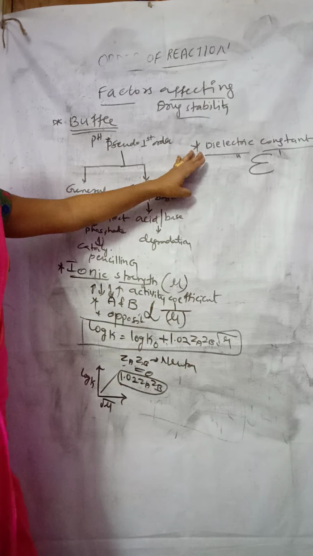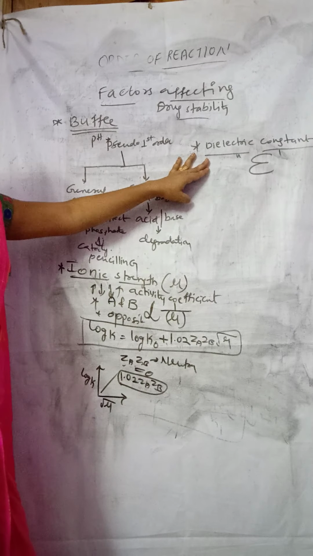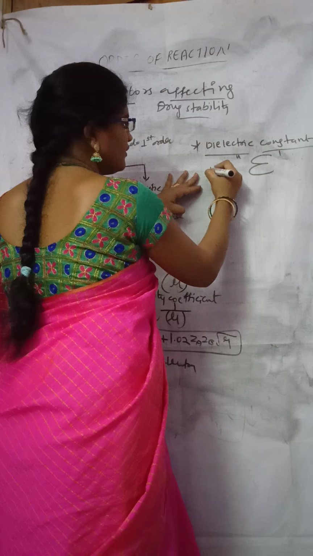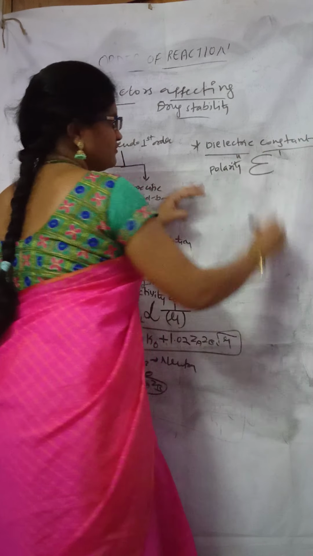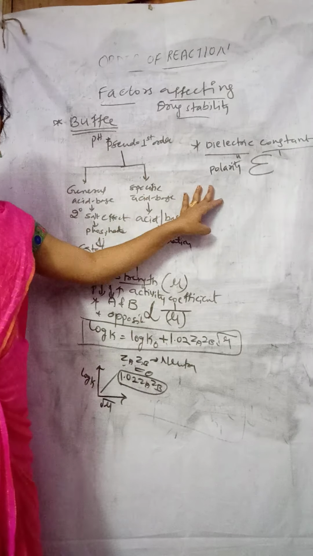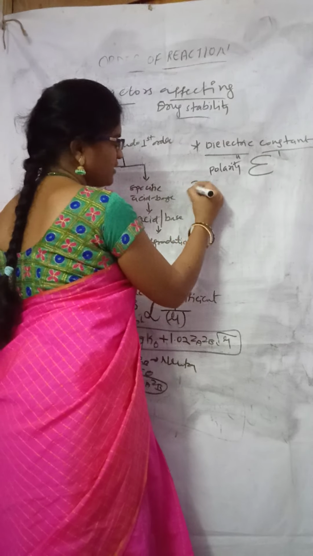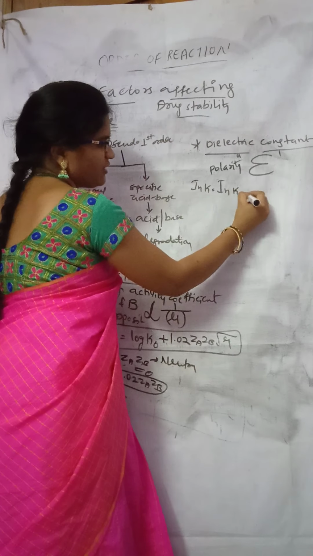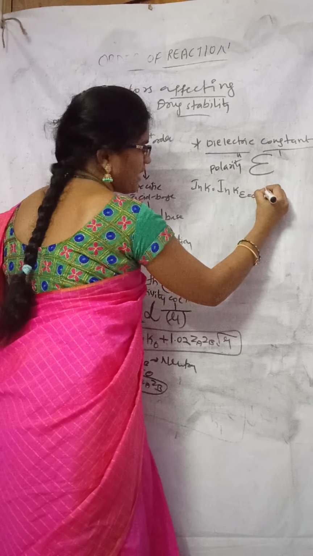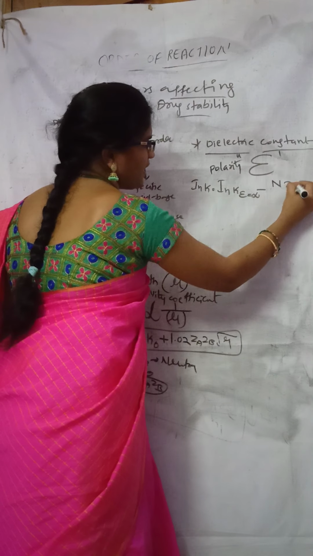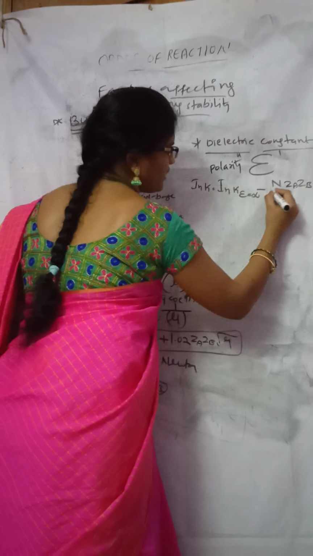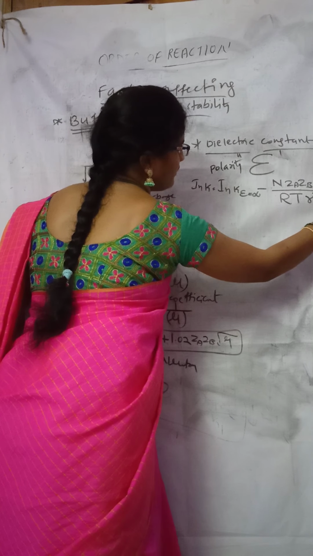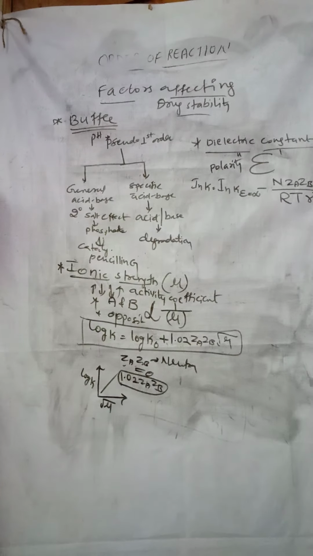Okay, so what is the need of this dielectric constant? The dielectric constant is indirectly a measurable value of the polarity of the substance. The equation is ln K equals ln K epsilon infinite minus N ZA ZB e square divided by R T r star times 1 by epsilon. This is the equation.